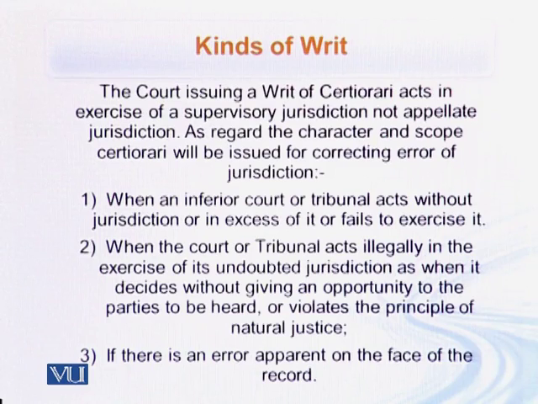Number 2 पर लिखा है कि when the court or tribunal acts illegally in the exercise of its undoubted jurisdiction, as when it decides without giving an opportunity to the parties to be heard or violates the principle of natural justice. Number 3 जो situation है वो ये कहती है कि if there is an error apparent on the face of the record.